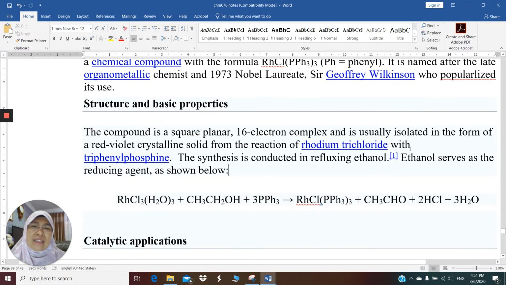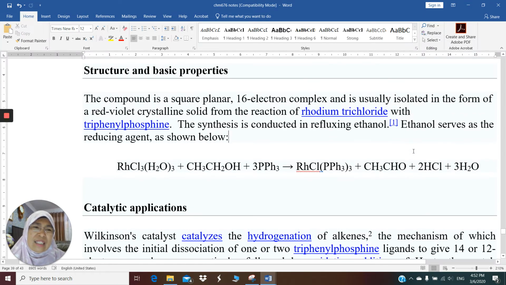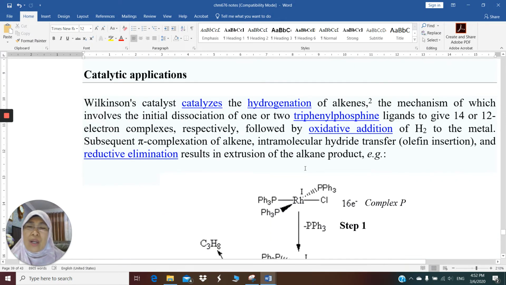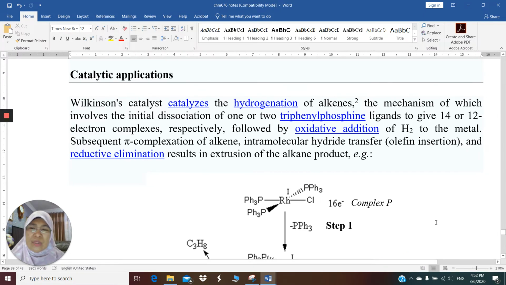Now, what is the use of this Wilkinson's catalyst and how is it produced? It is produced through the reaction of trichlorotriaquarhodium in the presence of ethanol with triphenylphosphine, and this is how you get your catalyst. And what is the action of this Wilkinson's catalyst as something that could speed up a hydrogenation process?